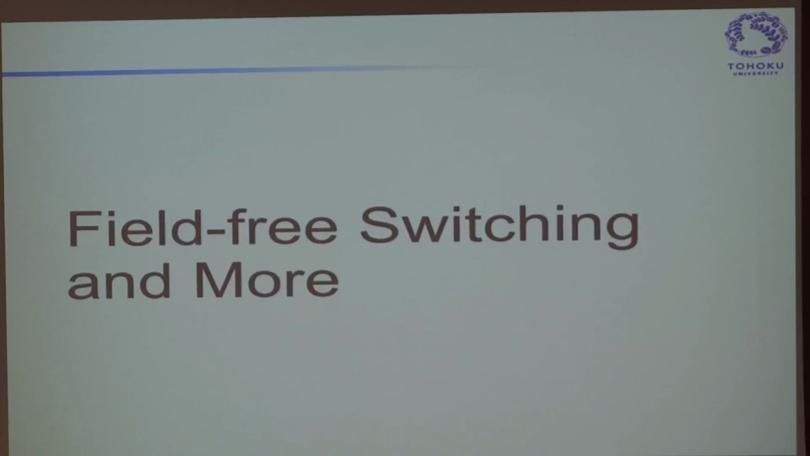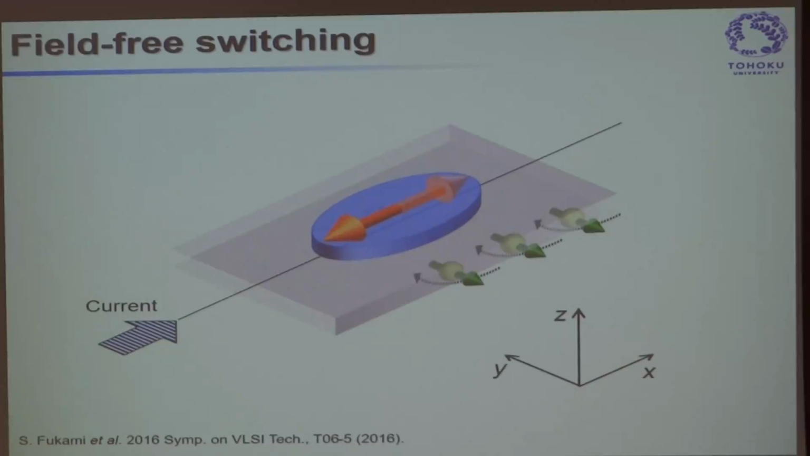All right. So now the third problem is field-free switching. We want to get rid of this field, and how can we do that? So this is what we got. This is our favorite type X.